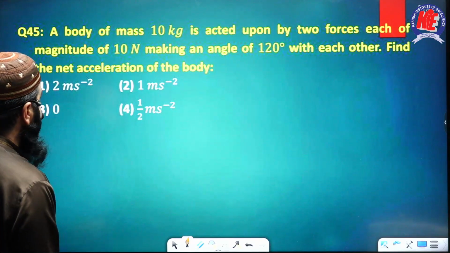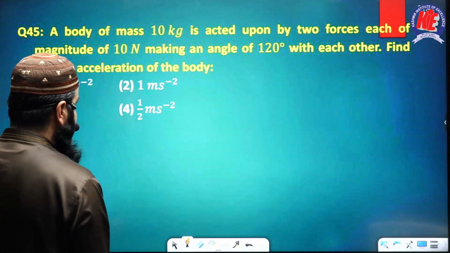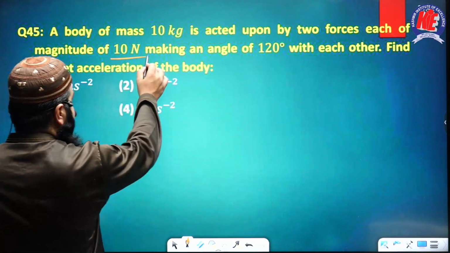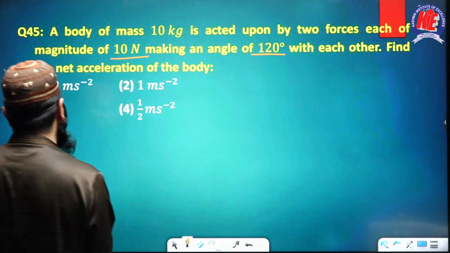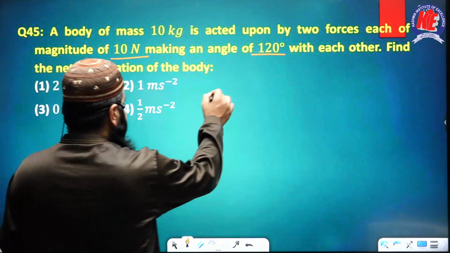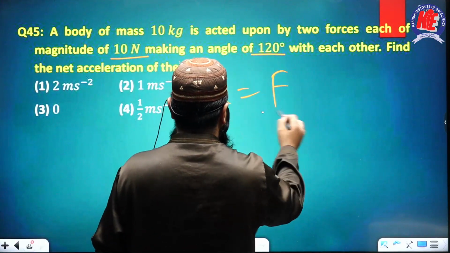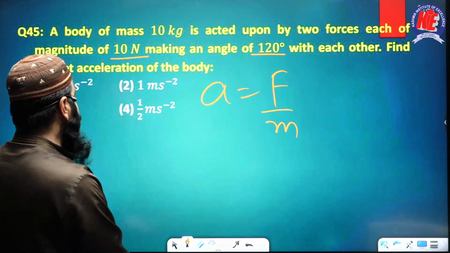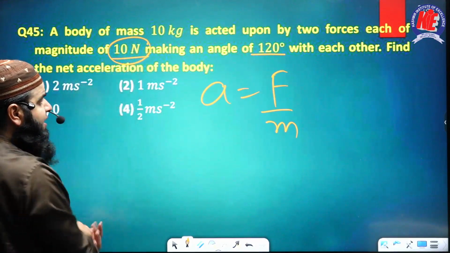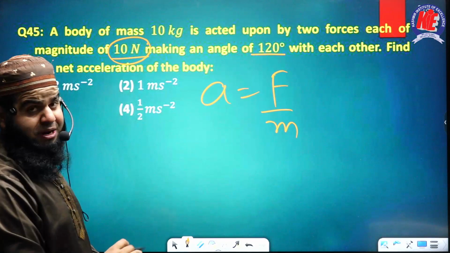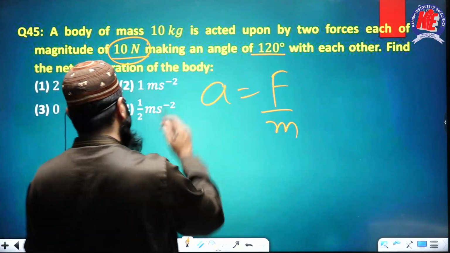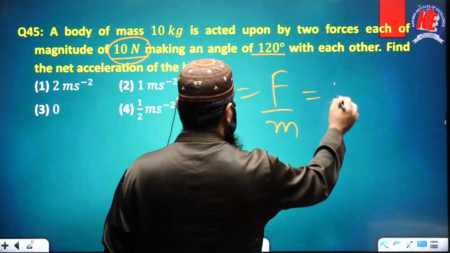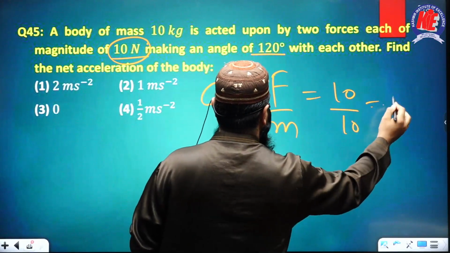Last question. A body of mass 10 kilogram is acted upon by two forces, each of magnitude 10 Newton, making an angle of 120 degree with each other. Find the net acceleration. The acceleration will be given by the net force divided by the mass. अब आप देख सकते हैं दो forces काम कर रहे हैं, दोनों का magnitude same, that is 10 Newton. Recall the vector algebra अगर जहन में है, when the angle is 120, the resultant is also equal to the magnitude, so that will be the 10, the mass is 10, the acceleration is 1.